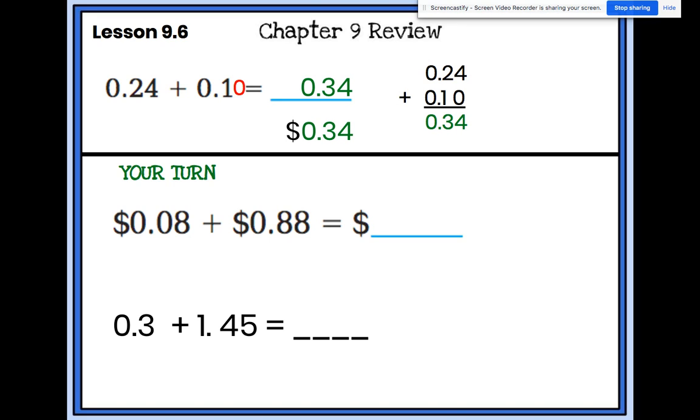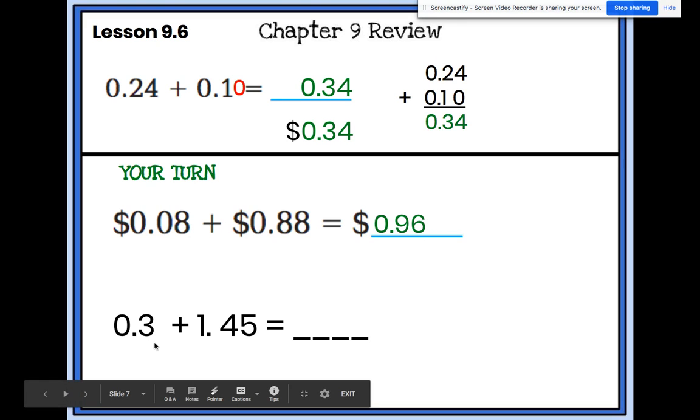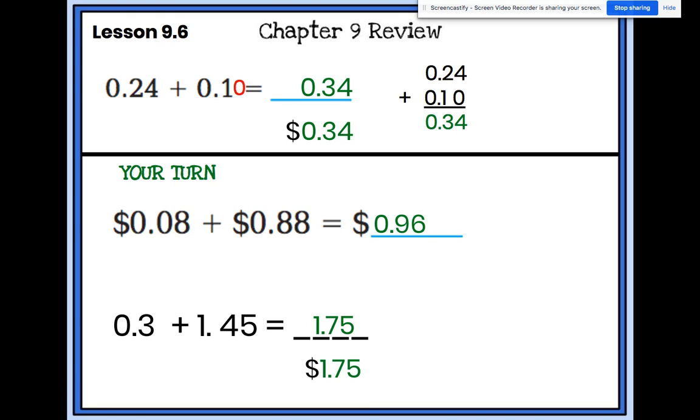All right, let's take a look at what you did. When we add $0.08 to $0.88, we notice that both of them are in the hundredths place, so we can easily add them, and you should have ended up with 86 cents, $0.86. When we come down to the problem below, we can see that we have 3/10 plus 1 45/100. So we need to add that 0 to 3/10 to help us turn it into 30, and we're going to end up with 1 75/100. Showing it as a total money amount would be $1.75.